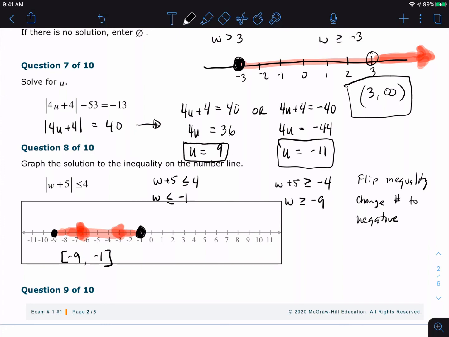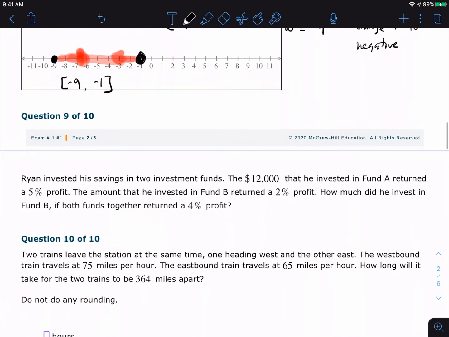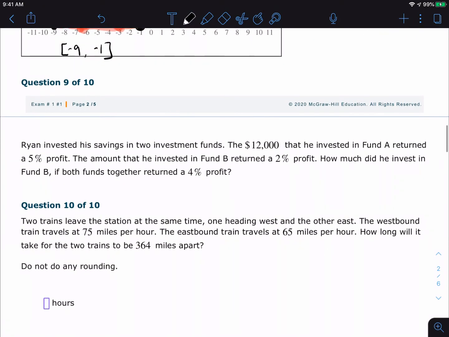But here come the headaches. Are you ready? Yes. I have to give you some headaches. I can't make it all gifts. So here we go. Word problem. There's 2 of them, so I'm going to do each of them.